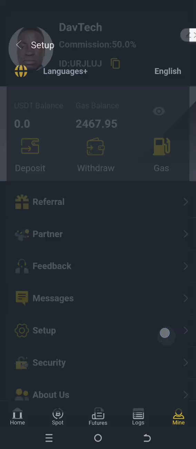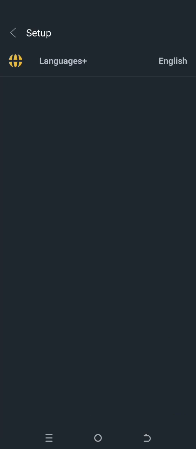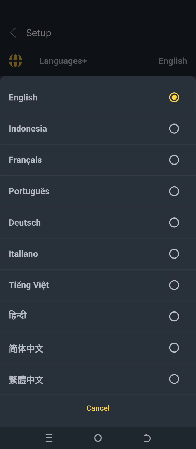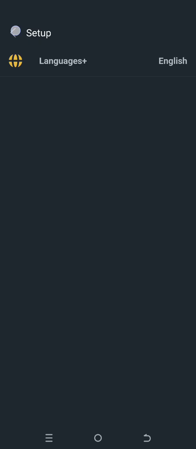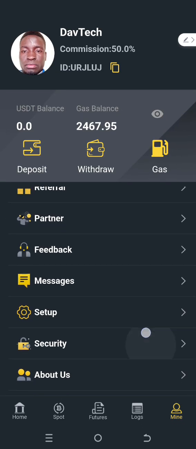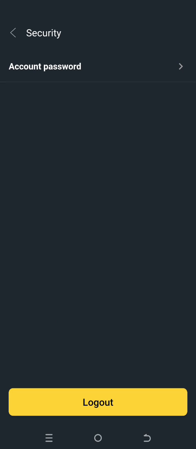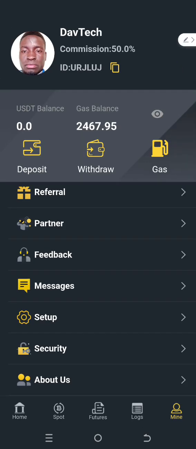Then the setup here, in case you want to change the language. Here you just click, then you change the language. Which language do you want? English, Indonesian, or you want Chinese or French? Any language that you want, you can do that from settings. Then the security settings here is where you're going to change your security or your login password, or log out from. Then we come to About Us.